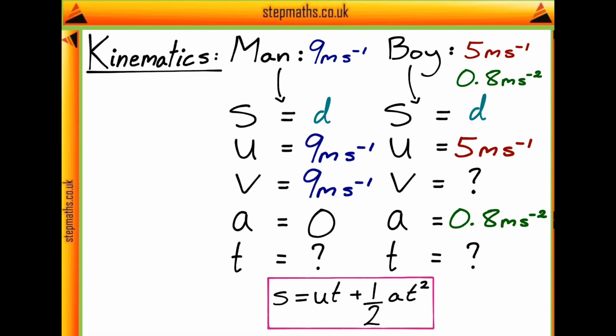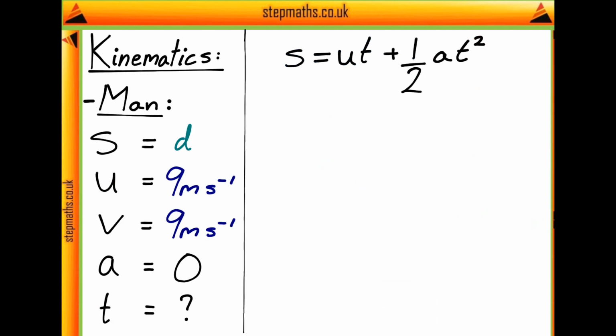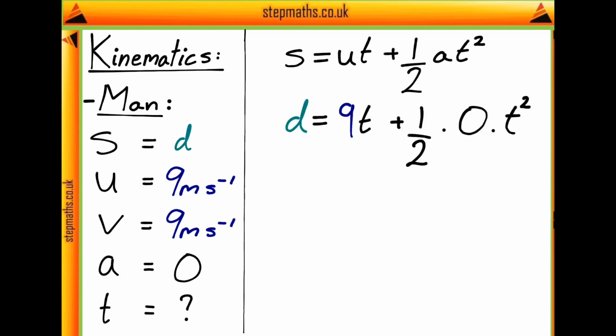So how about we go ahead and plug in the variables which we have for our man into this equation and see what we get? Well, plugging in that s equals d, u equals 9, and a equals 0, gives us this, that d equals 9t plus a half times 0 times t squared. Obviously this last term is going to just be 0, so our distance is going to be equal to 9 times the time it takes.